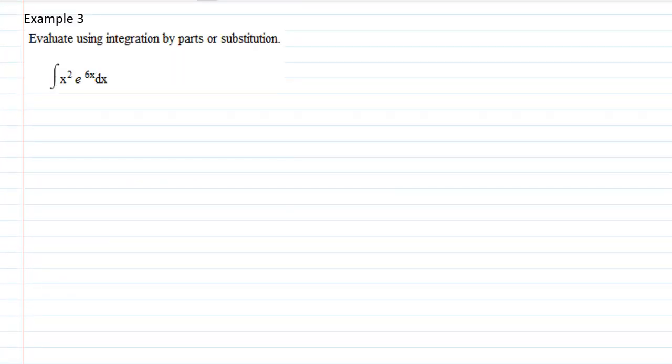All right, example 3. Just to remind you, we have the integral of u dv equals uv minus the integral of v du. This is the pattern that we're looking for. So we need to let u be something and let dv be something. What am I going to let u be equal to here? X squared. What is dv going to be? E to the 6x dx.